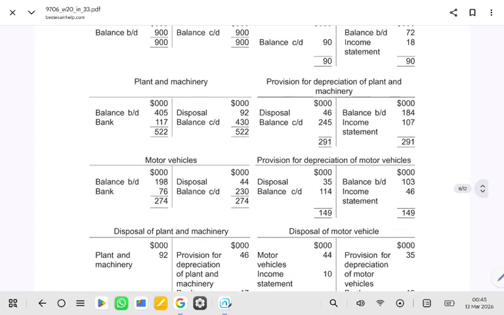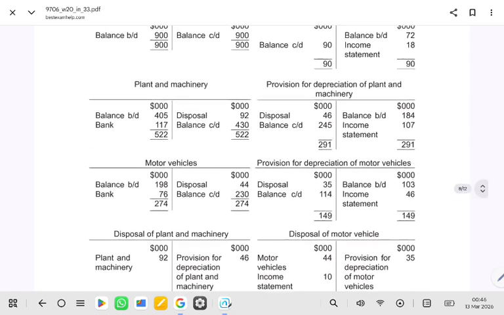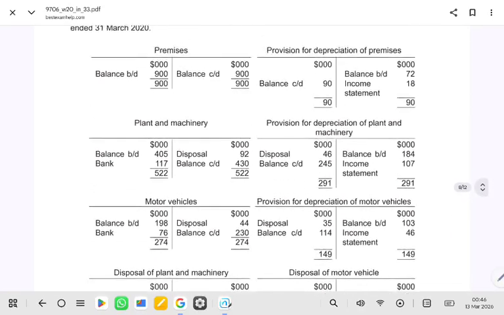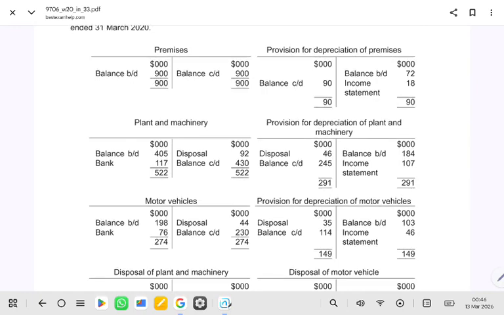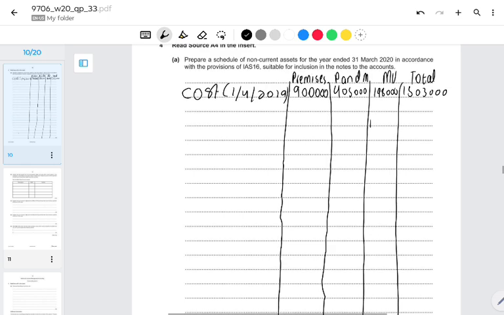So bank 117,000 given in plant and machinery on the debit side, 76,000 on the motor vehicle side, and for premises we have nothing, so only for plant and machinery and motor vehicles. Let's write it. It would be recorded as additions, 117,000 and 76,000. The total for it would be 193,000.